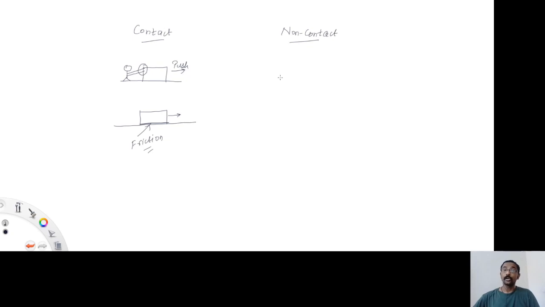Similarly, what are non-contact forces? Electrical forces are non-contact. Magnetic forces are non-contact forces. Gravitational force is a non-contact force. Now, electrical forces. If you have a plus charged object and a minus charged object, they can move away from or towards each other. You must have done the experiment.